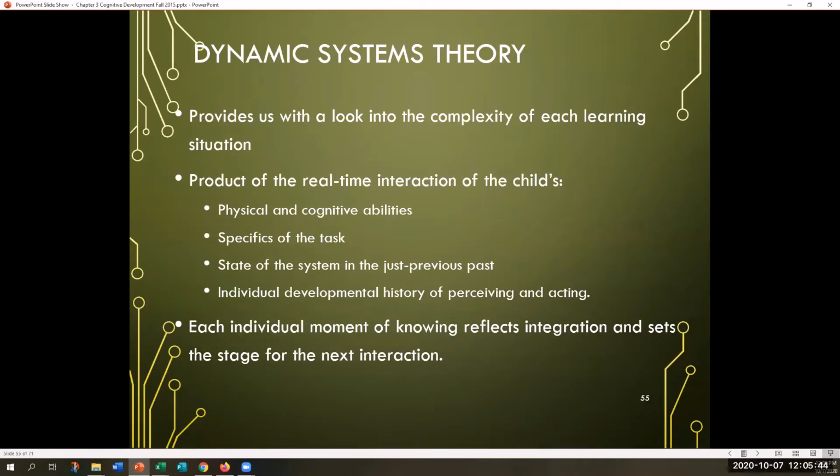So the dynamic systems theory relates new learning to situations. The child learns, and the situation they are in is going to affect how they are learning. And it's also going to be affected by their perception of what's happening around them. So then that's going to take us into a discussion about perception.